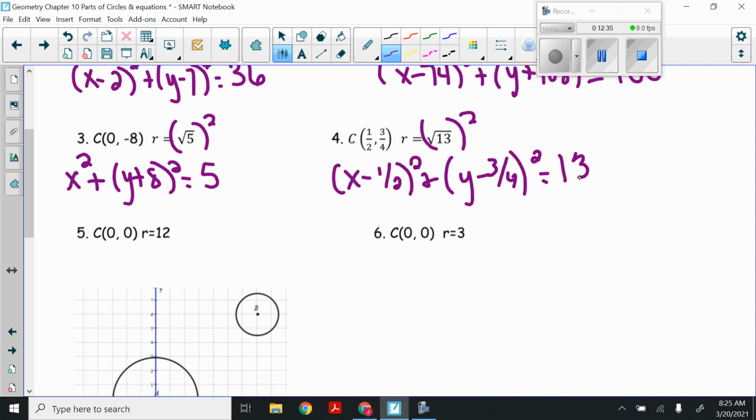Number 5, the center is at 0, 0. The radius is 12. So no parentheses. So I just have x squared plus y squared equals 12 squared, 144. Number 6, again, center is 0, 0. So again, x squared plus y squared. This time 3 squared is 9.